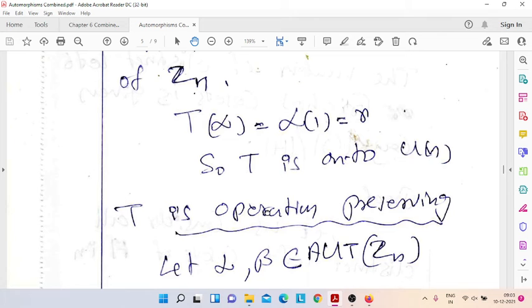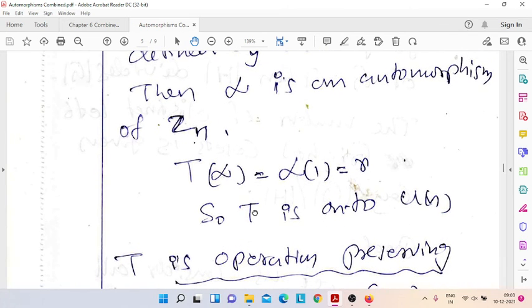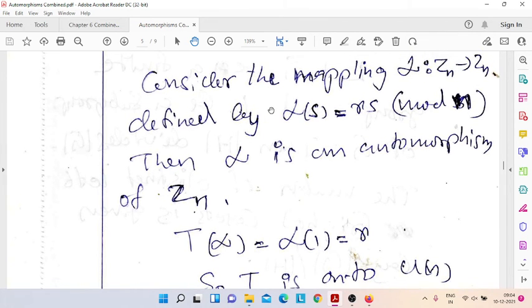So T is onto, and therefore there exists alpha. Thus we can say that alpha is a member of the automorphism group such that T maps alpha to R. How do we get this? We get this because of the facts stated here, since alpha of S is equal to RS mod n, and this is true for all S in Zn.